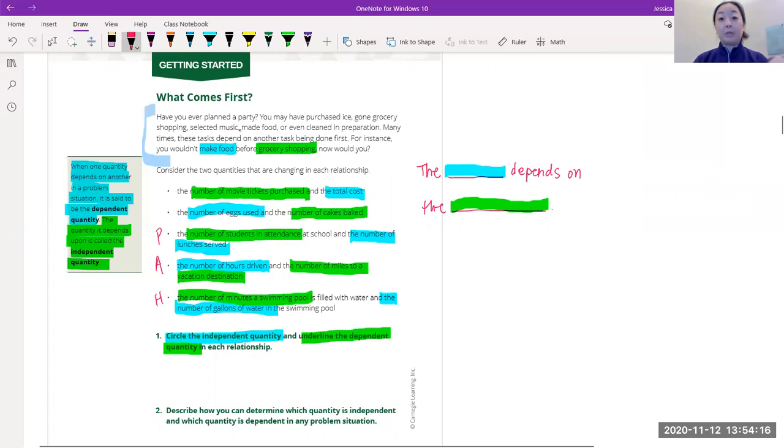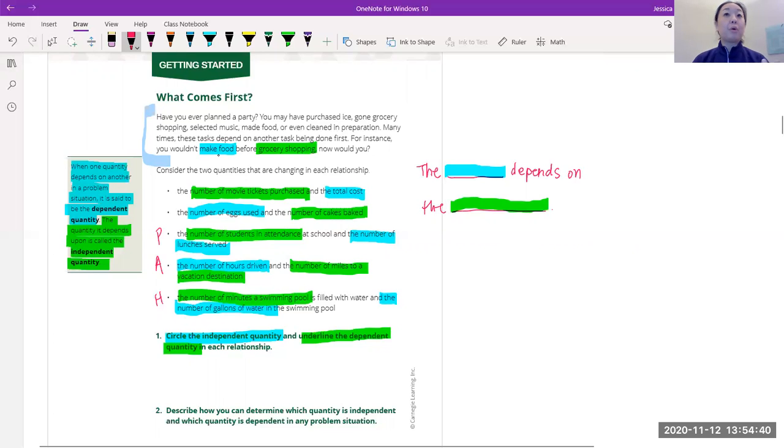Same thing with Algebra 1 and Algebra 2. You need to take Algebra 1 first in order to take Algebra 2, right? They are dependent. So whether you take Algebra 2 or not depends on whether you took Algebra 1 and passed it. If you pass this class, then you can go into the next one, right? So that's independent and dependent.